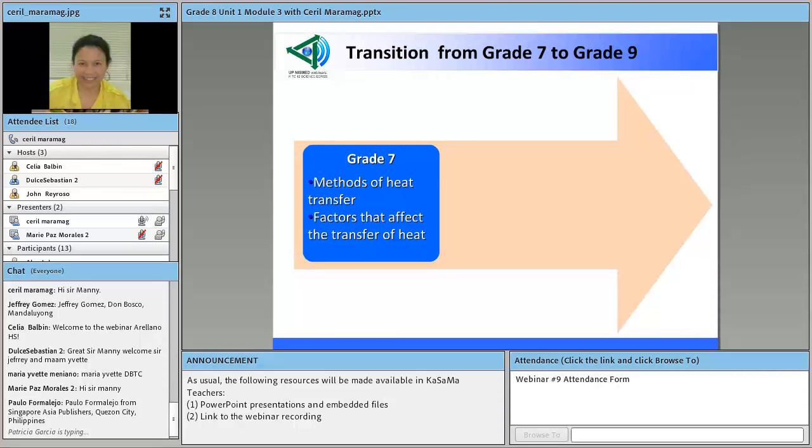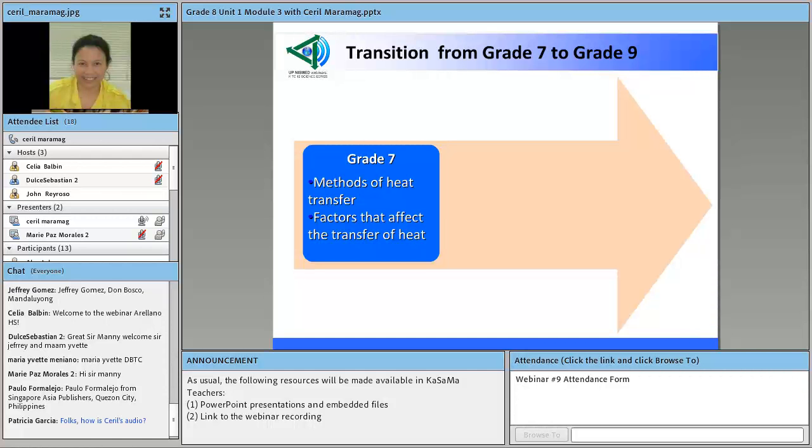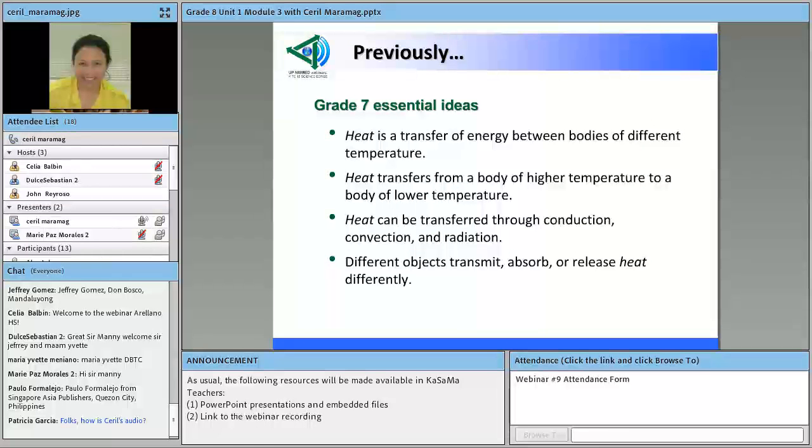After they discuss the effects of heat on matter in grade 8, when they reach grade 9, students should learn that heat transfer can do work. And to contextualize this, they are going to talk about the processes involved in the generation of electricity in power plants. Now, going back to grade 7, these are what students should have learned from the module on heat transfer.